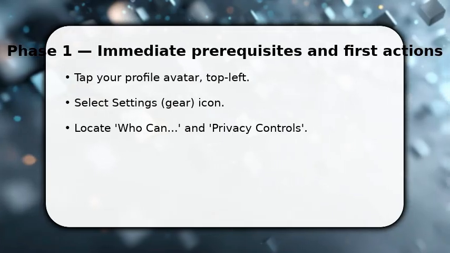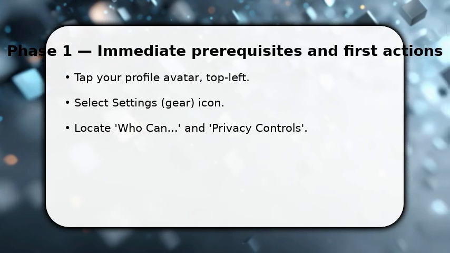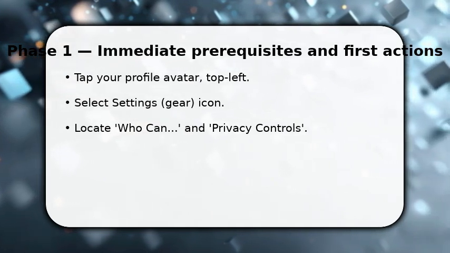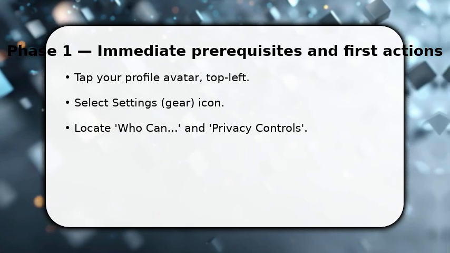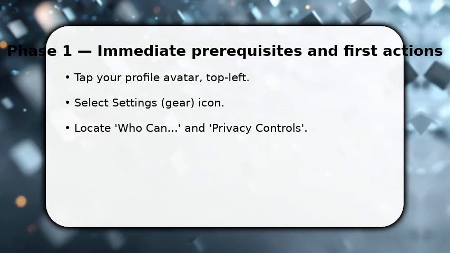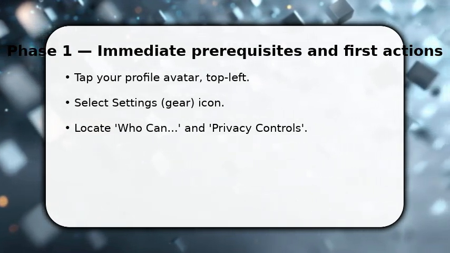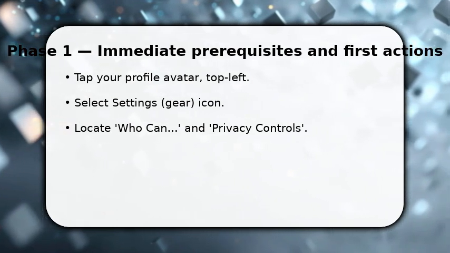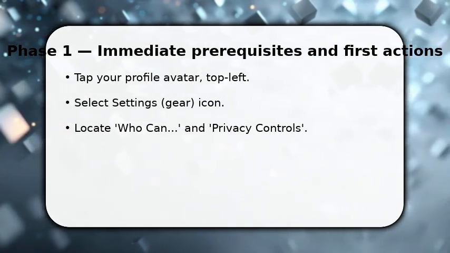You start inside Snapchat, open your profile, then tap the gear to reach settings. Once there, go directly to the privacy area labeled Who Can and Privacy Controls. You want to find the control tied to message and snap retention. This is the first actionable step.